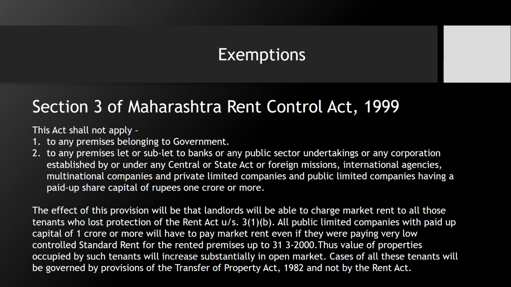So there were some exceptions for this act. The exceptions are mentioned in Section 3 of the Maharashtra Rent Control Act. So what was the exemption? This act shall not apply to any premises belonging to the government. So for premises that government bodies had, this was not applicable. And to any premises let or sublet to banks or any public sector undertaking or any corporation established by or under any central or state act, or foreign missions, international agencies, multinational companies, and private limited companies and public limited companies having a paid up share capital of ₹1 crore or more.